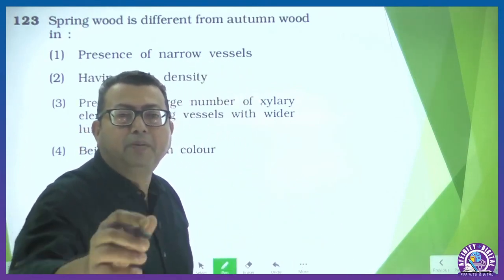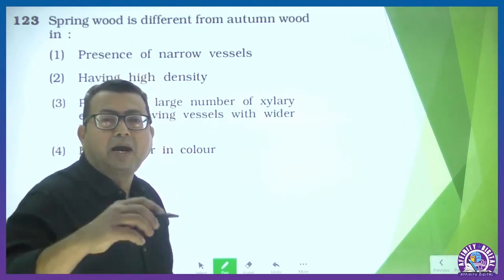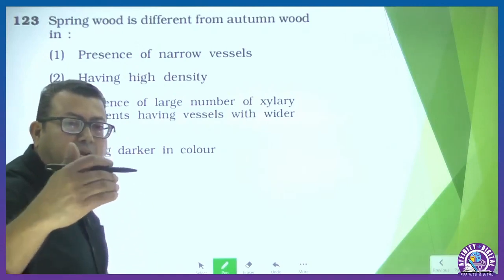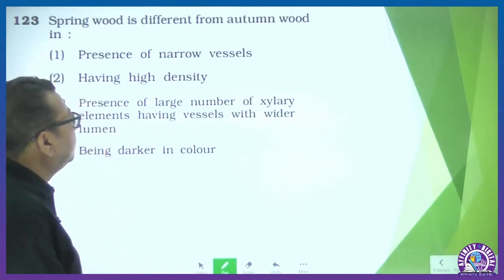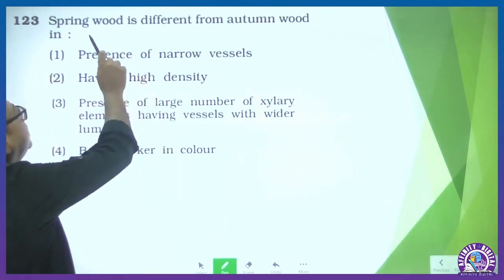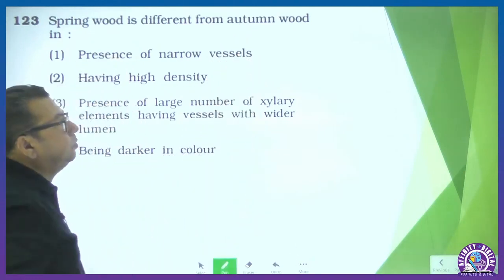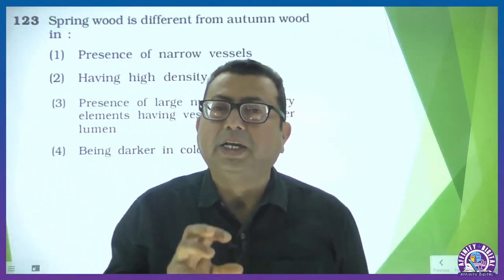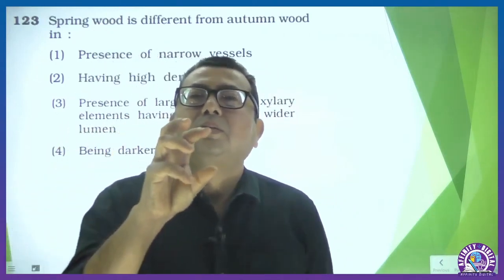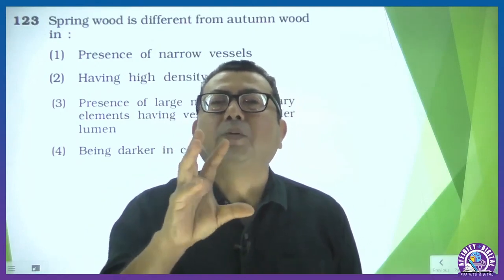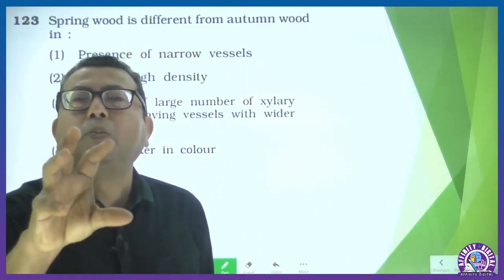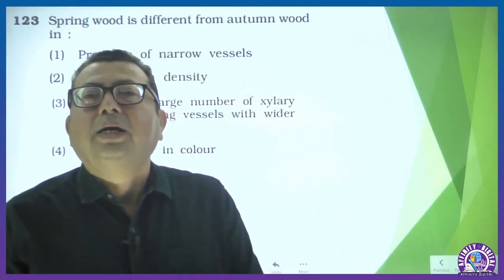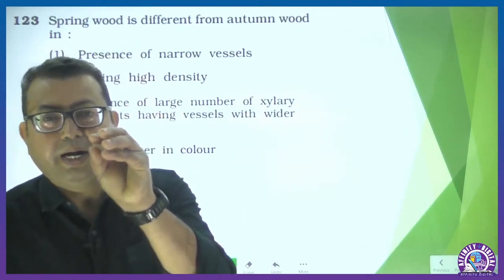By counting the number of annual rings in the cross section of a dicot tree, we can approximately estimate the age of a tree. Okay, this science of determining the approximate age of a tree is called dendrochronology. Now, springwood is also called early wood, autumn wood is also called late wood. So springwood is lighter in color and has low density, and has a large number of xylary elements with larger diameter of the vessels, means xylem vessels with wider lumen. But late wood is darker in color, has higher density and has xylem vessels with narrow diameter.